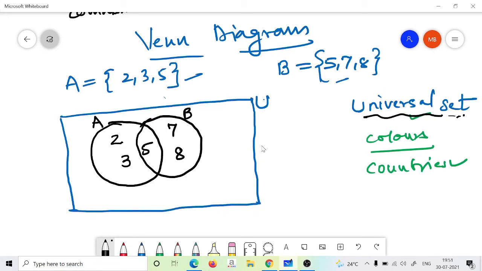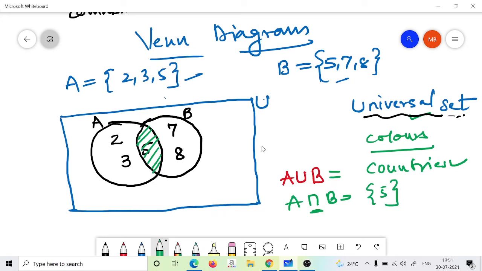So can we figure out what will be A union B and what will be A intersection B from this Venn diagram? We know intersection is the area of overlap. So this is the area of overlap. Clearly we can see that 5 is the area of intersection, the common element.